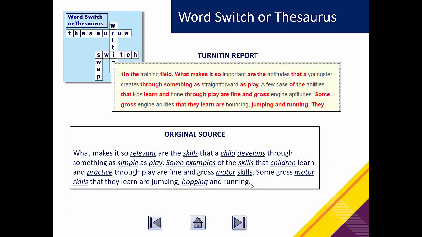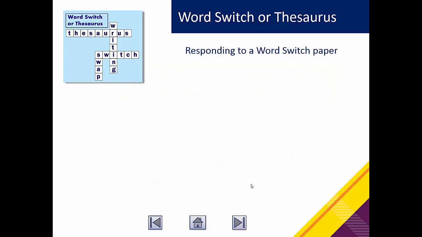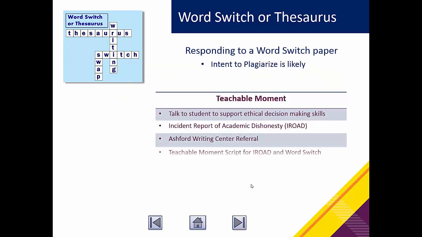Although intent to plagiarize is likely, a word switch incident is a good opportunity to have a conversation with a student about ethical decision making and the importance of growing skills around academic voice. An IROAD should also be submitted. You may want to send the student to the Ashford Writing Center to learn more about writing options when faced with an ethical dilemma, such as time pressure. Don't forget to check out the Teachable Moment script for language around the use of an IROAD and concerns regarding plagiarism.